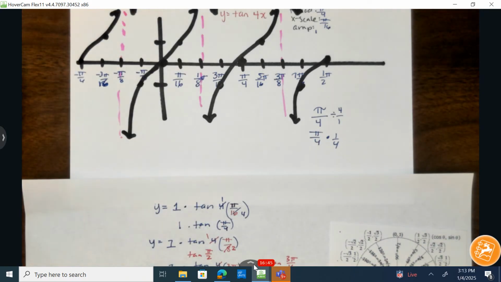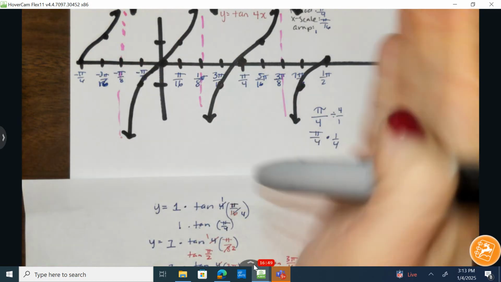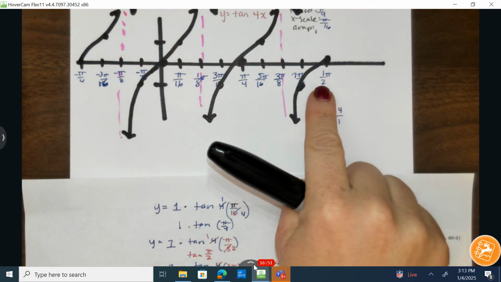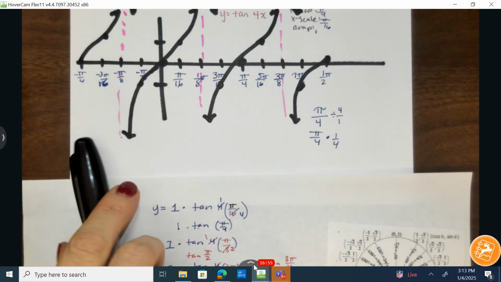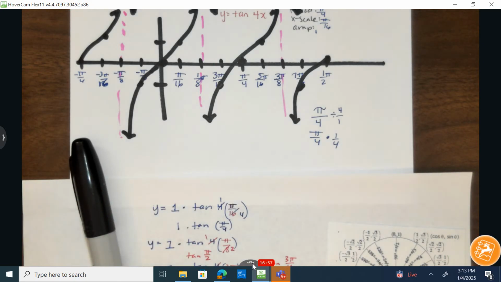And now here we go. This is y equals the tangent of 4x. I've done 2 cycles to the right, so I've gone all the way out to 1 pi over 2 for a maximum, and my minimum is negative pi over 4, or 1 cycle to the left.